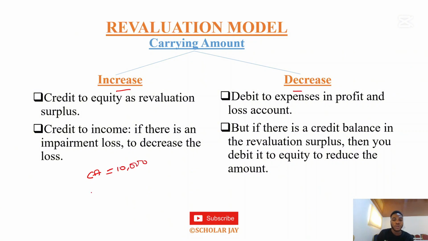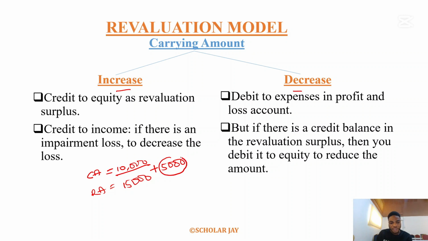Now, the revalued amount, the new value you have to give to your assets, is like 15,000. Now you realize that if you revalue the asset to 15,000, the cost of the asset has increased by 5,000. Are you getting the principle? Now, this 5,000 has added up to the cost of the asset. So as it has added up to the cost of the asset, what it means is that there was a debit, right?